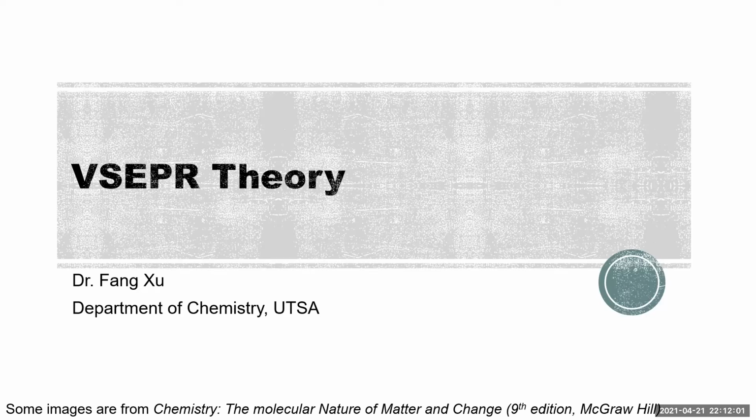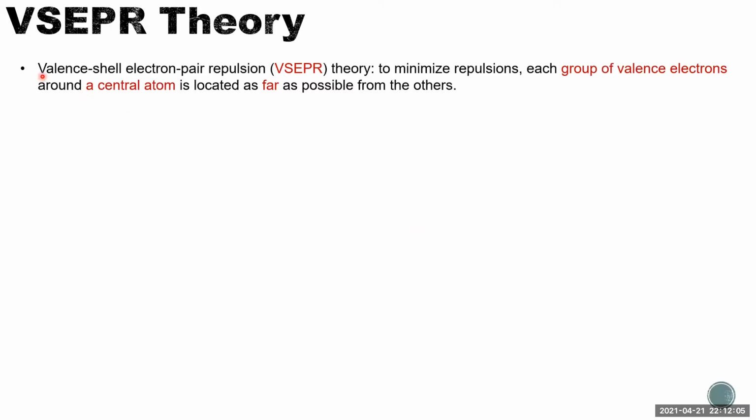Okay, so what is VSEPR theory? It's actually called valence shell electron pair repulsion theory. So it goes like, to minimize the repulsions, each group of valence electrons around a central atom is located as far as possible from others.